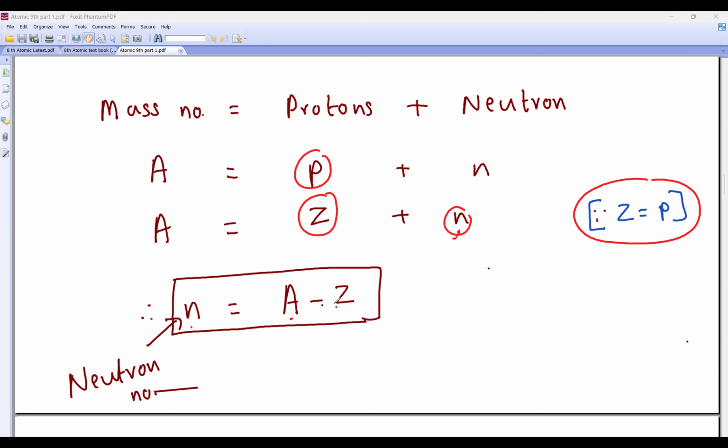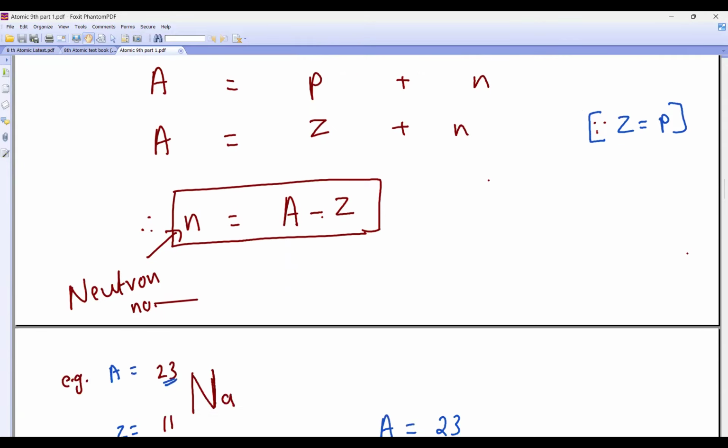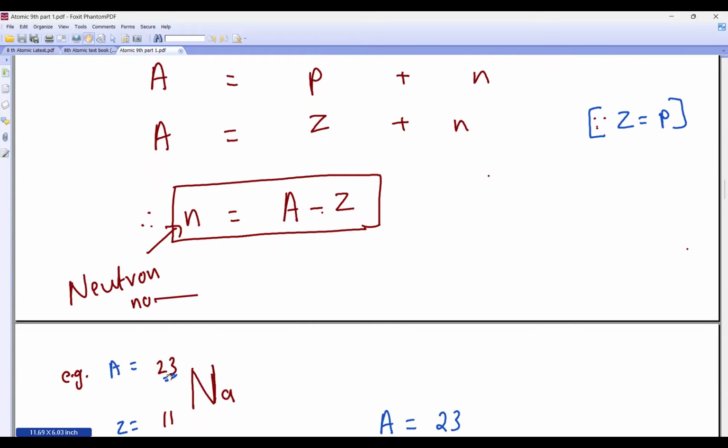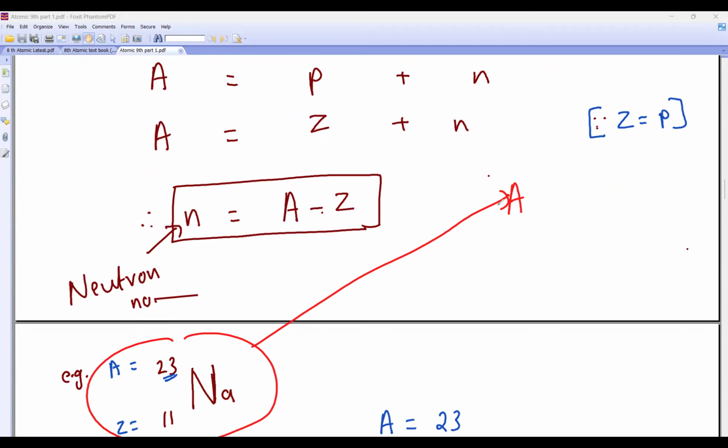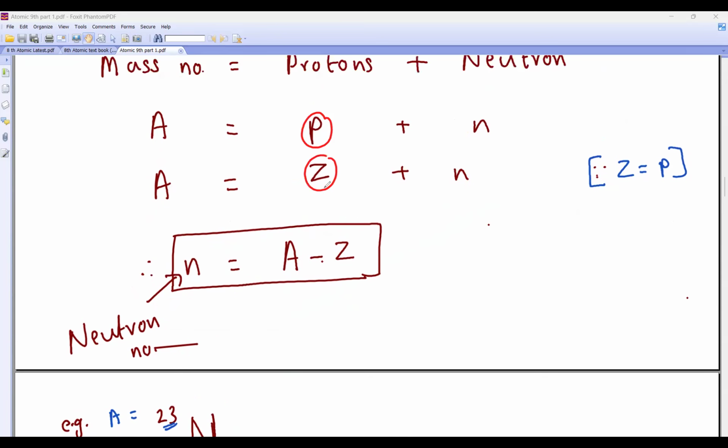Now, what type of sums will they ask? Look, if I give you sodium like this, the atomic number is below and the mass number is above, 23. So what is the value of A here? Tell me, A is how much? Neutrons equal A minus Z. You wrote A equals Z plus N, but isn't mass number P plus N? But what was Z? What is the number of protons? Atomic number, right?